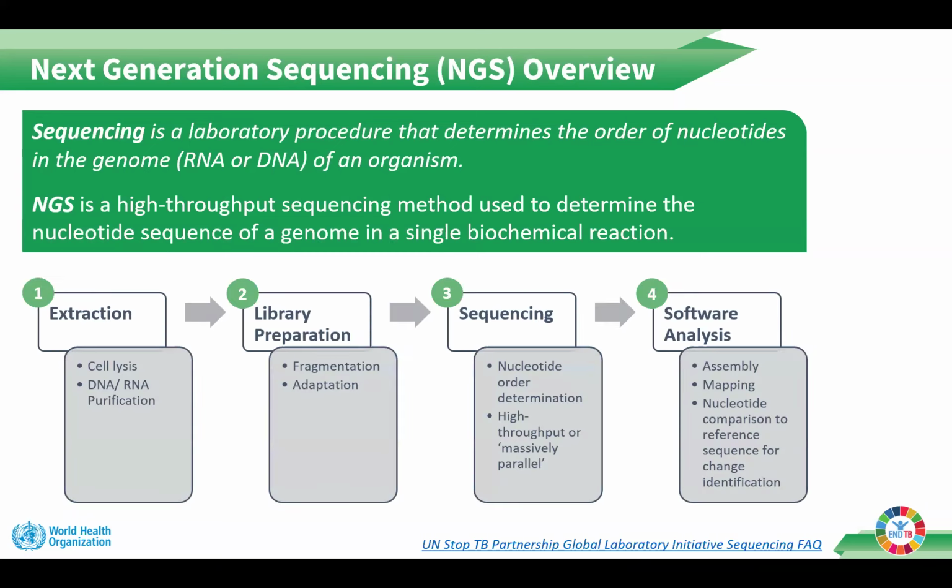It is in general done using 4 steps, the first of which is where the bacteria are lysed and DNA is extracted and purified. That DNA is then prepared in a library preparation second step. And once prepared, the DNA can then be sequenced in the third step. This is where the nucleotide order is determined. Once the sequences have been produced, then they can go into the fourth step, which is software analysis, where the sequences are assembled, they're mapped, and the nucleotides are compared against those of a reference sequence to identify where there may be changes. This is where mutations, for example, are identified.